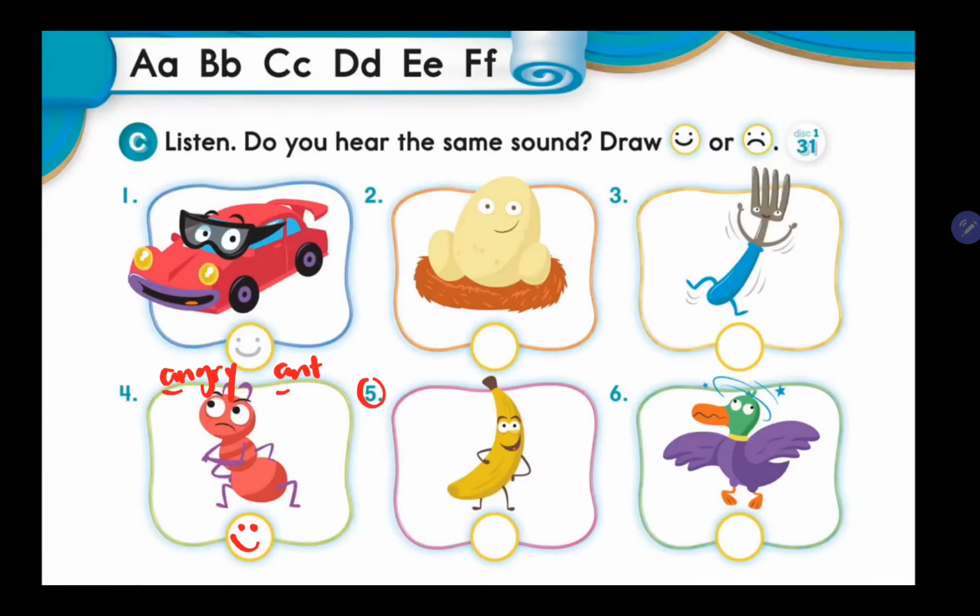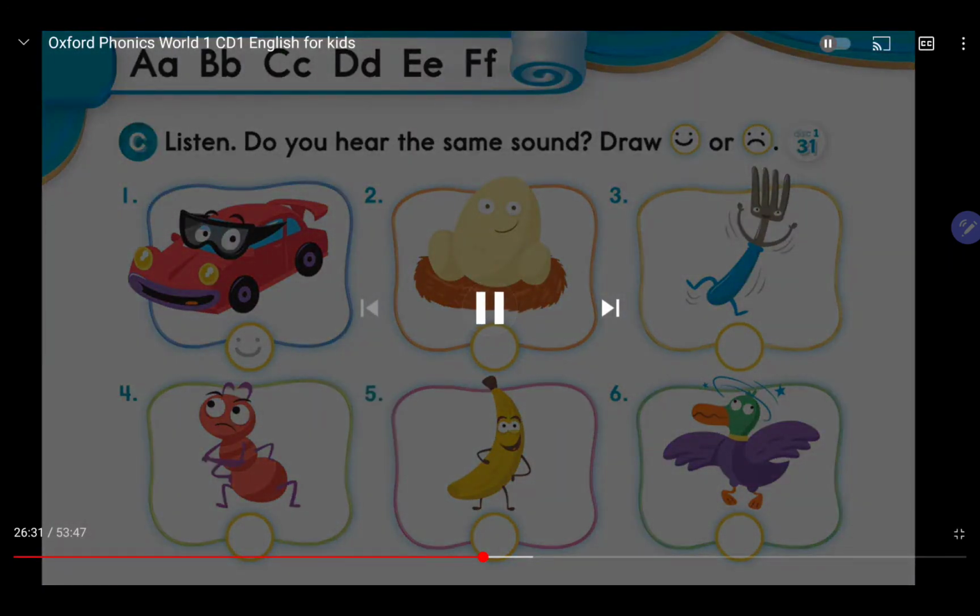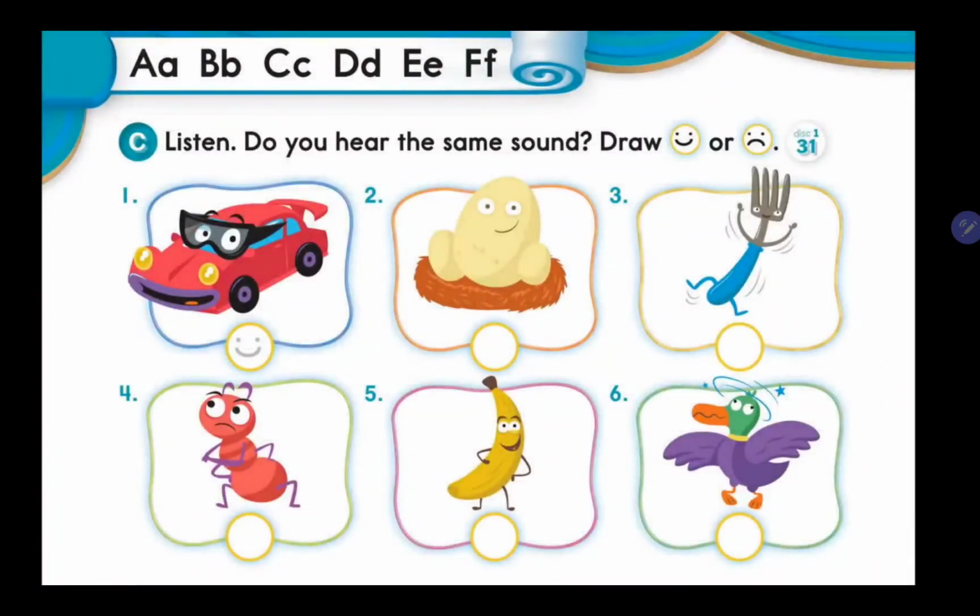Let's do number five. Funny banana. Do they have the same sound? Let's write it down. Funny banana. Do they have the same sounds? Funny. Banana. No. They do not have the same sound. Sad face. Okay. There's one more. Number six. Let's listen.